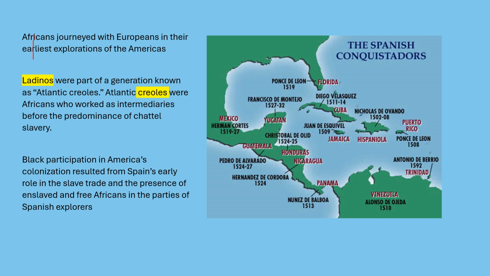Here we see some terms. Latinos, part of a generation known as Atlantic Creoles, and then Atlantic Creoles, Africans who worked as intermediaries before the predominance of chattel slavery. And again, that's a reference to permanent involuntary hereditary servitude. So this is going to give you a couple of examples of people who came over with some of these conquistadors who were either slaves but not permanent slaves. You know, the European system was a little different than the American system where it was permanent. And that seems to be the main focus here.